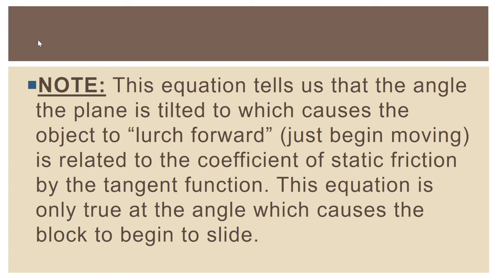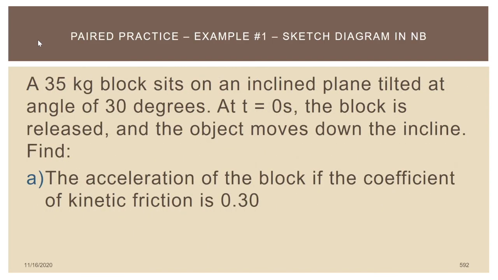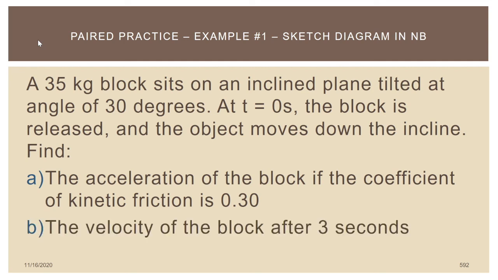But that's about it. For the last thing I'd like to do for today, I'd like to move on to a problem where we have some motion, some kinetic friction acting. It says here a 35 kilogram block sits on an inclined plane, tilted at an angle of 30 degrees. At t equals 0 seconds, the block is released and the object moves down the incline. Find the acceleration of the block if the coefficient of kinetic friction is 0.3. We could also find the velocity of the block after 3 seconds just for fun.